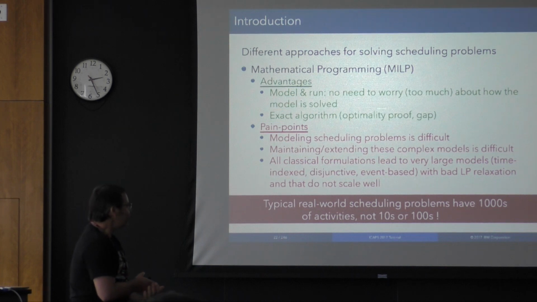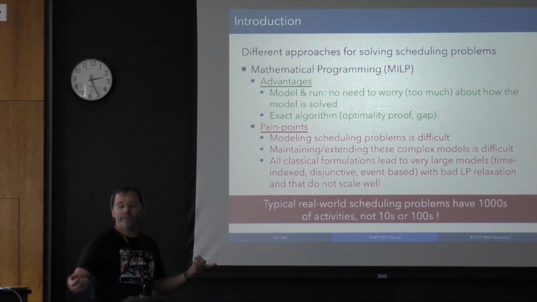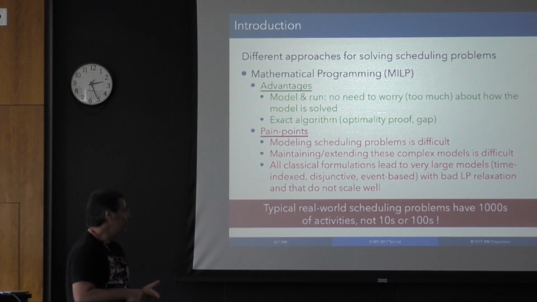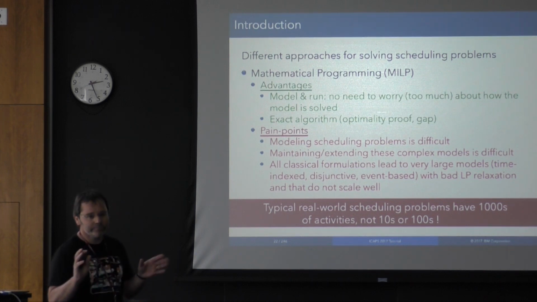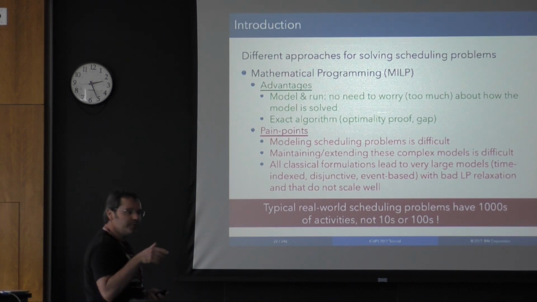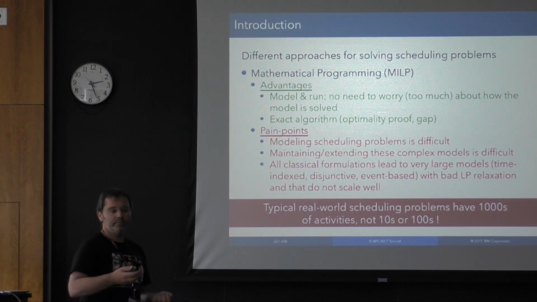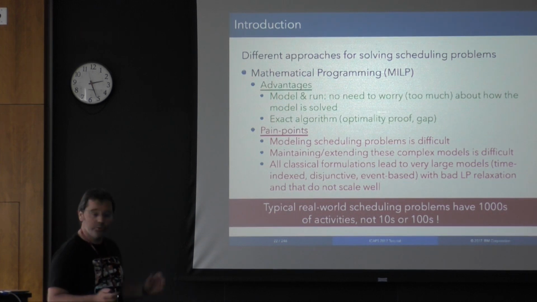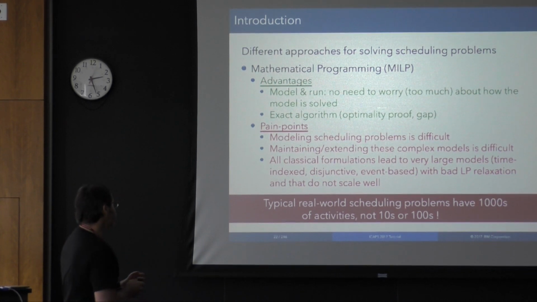Okay, so as I said, many people are using MIP for solving scheduling problems. There is good reason for that, because there are many advantages. First, and a very big advantage, is that it's model and run. So you focus on providing a good model. You do not worry too much about how it is solved. You just press the solve button and you get some results. Second advantage, it's an exact algorithm. So you have optimality proofs, or if the system cannot find a proof, you have some gaps, and it gives you some guarantee on the optimality of your solution. This is very important.